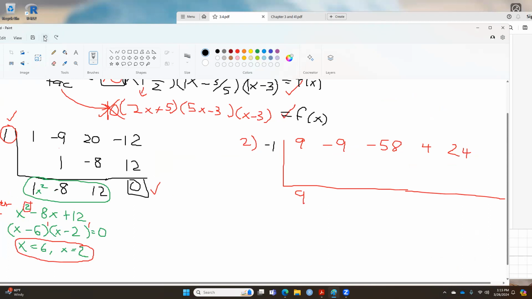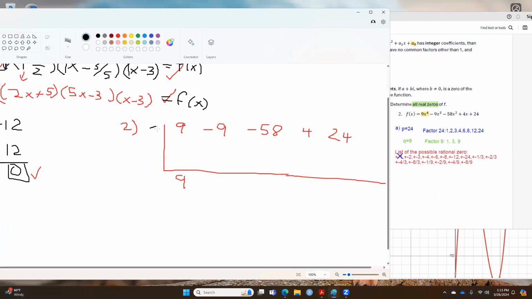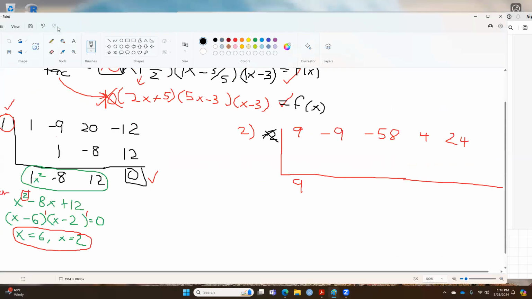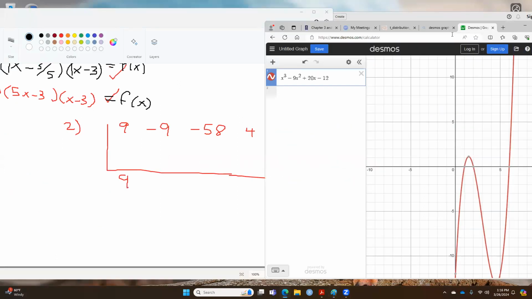If you don't have a decimals calculator, then you have to start with 2. And if 2 doesn't work, try negative 2. And if that doesn't work, then you start doing 3, negative 3, and so on, following the list, okay? But since we have a decimals calculator here, we can actually do some shortcuts.